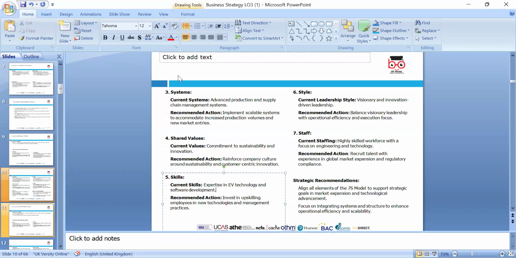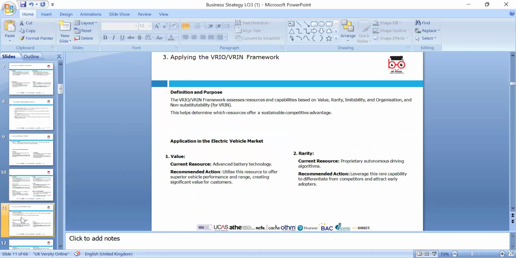So that's, which we can look around. That's quite good. And applying the VRIO model that we had a discussion on in the previous lesson. Today, of course, we contextualize it to our LO3. So what is the value of the current resources, advanced batteries, technology? Recommend to utilize these resources effectively.